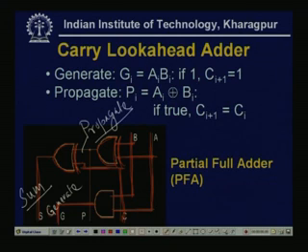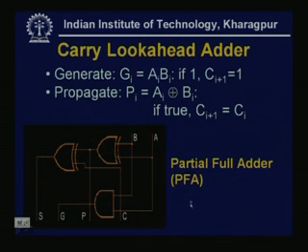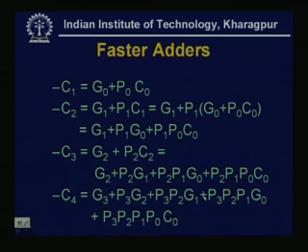So mainly two new functions, generate and propagate, have been proposed. This is the propagate and this is generate. Now, using these concepts of generate and propagate, we introduce a new type of adder called the faster adders. So these are look ahead adders. As if we are seeing the carry earlier, before it propagates, we are predicting it first.